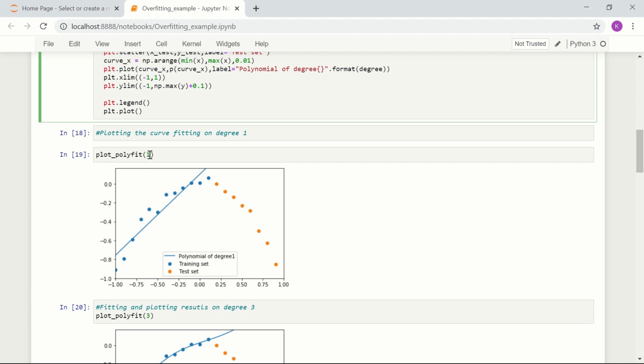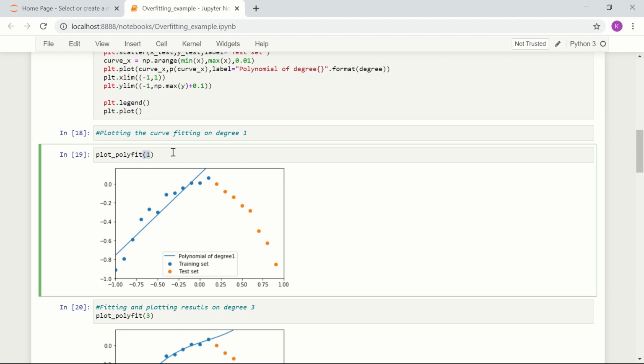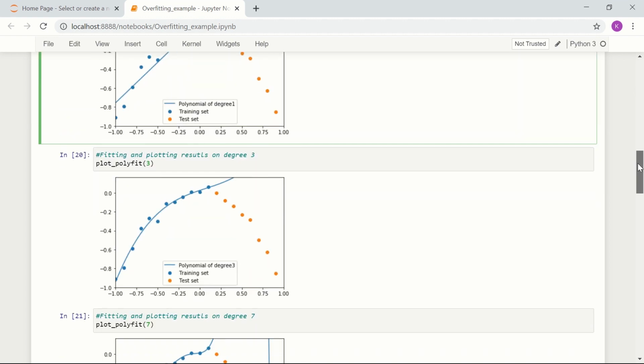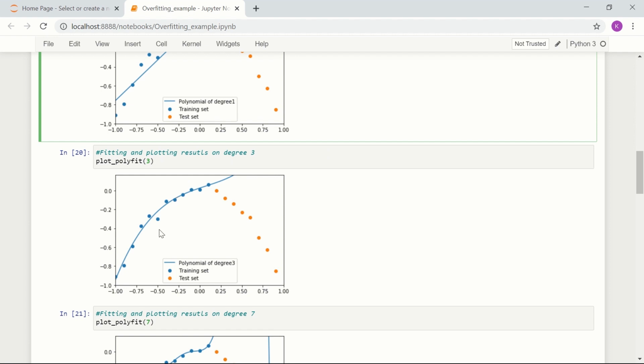When we pass a very small number, meaning the model power was only 1, the model generated only a straight line on the training side. The blue dots are the training data, and the yellow dots are the testing data. So when the power was less, the model was not even able to fit. But if we increase the power, the model starts fitting the training data.